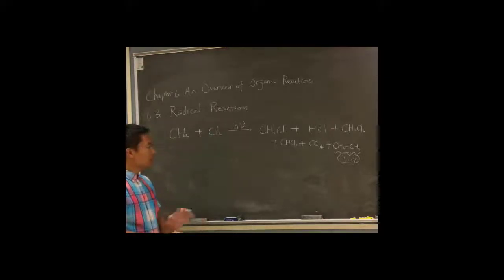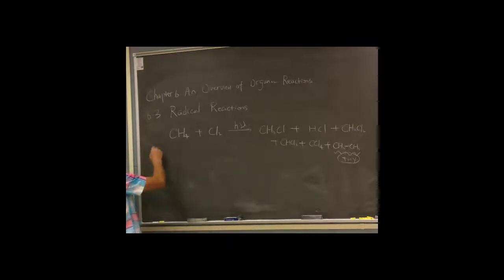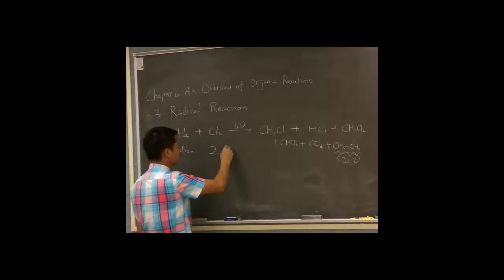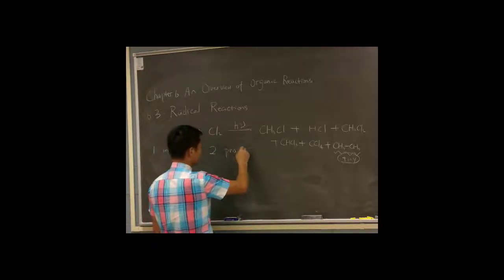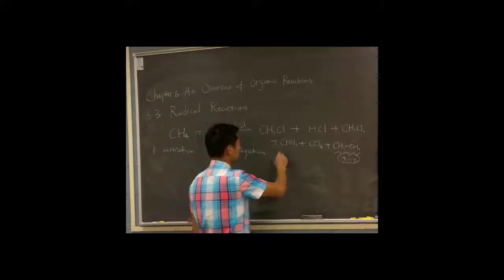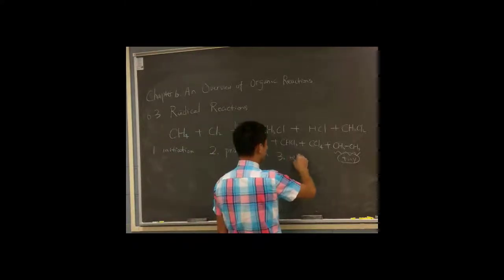Now we're going to talk a little bit more about the general progress of a radical reaction. A general radical reaction normally involves 3 steps. The first step is called initiation. And then we have a second step which is called propagation. And then for the very last step, we have the termination.